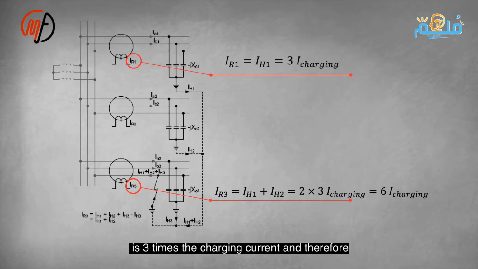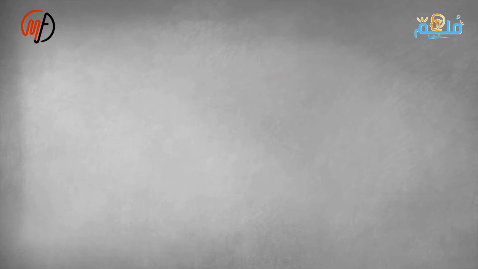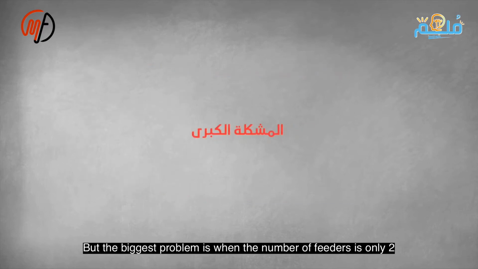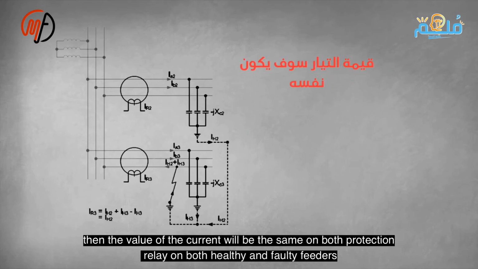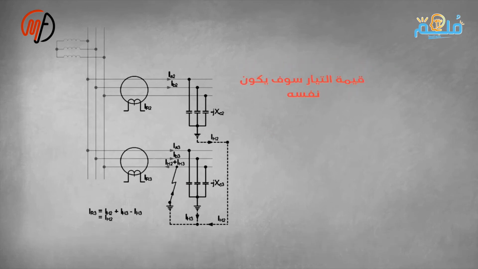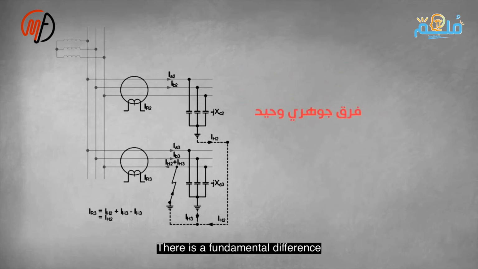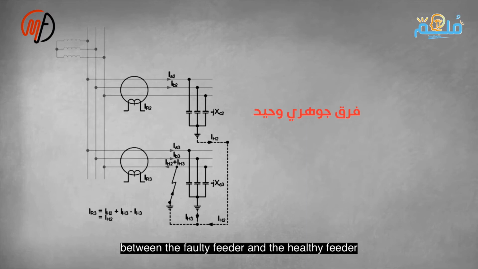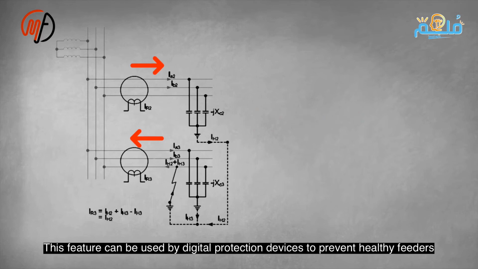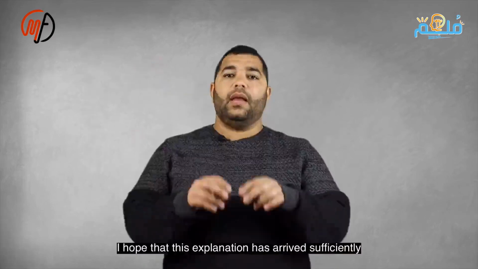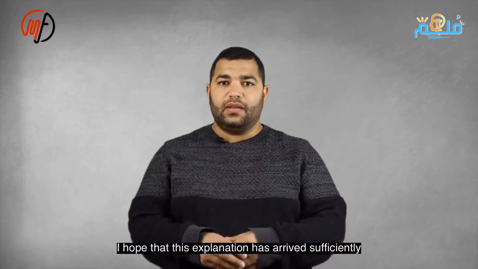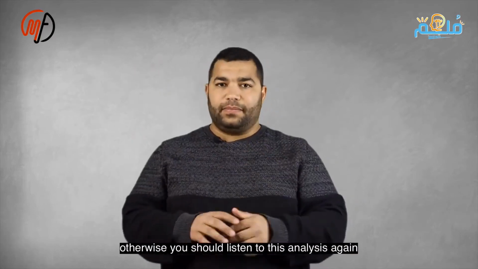It is 3 times the charging current, and therefore this faulty feeder should be disconnected before the healthy feeders. However, the major problem arises when there are only 2 feeders. In that case, the current will be the same on all healthy and faulty feeders. So what to do then? There is one fundamental difference between the feeder that experienced the fault and the healthy feeder, which is the direction of the ground fault current. This feature can be utilized by digital protection devices to prevent healthy feeders from operating incorrectly. I hope this explanation has been clear enough. If not, please listen to this analysis again.